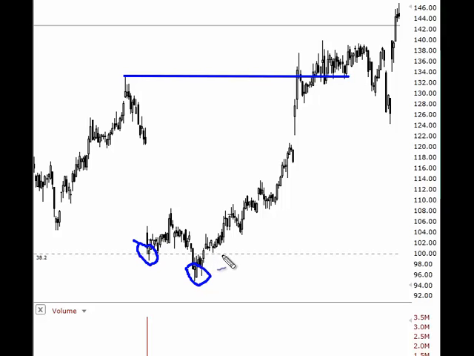There's enough of a case to be made. You could buy off support. So probably somewhere right up in here is where you're looking to get long. Or you can look and see that there's a price pattern that's starting to form.